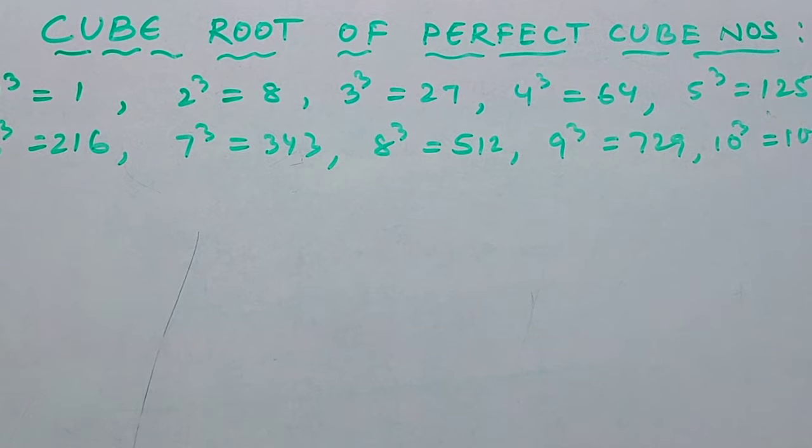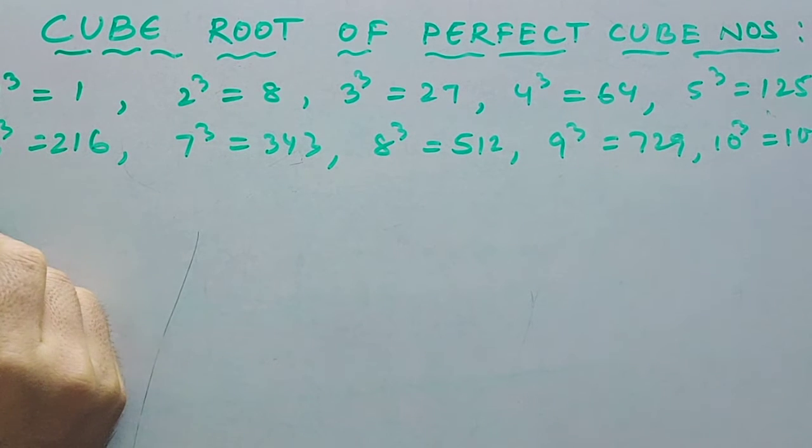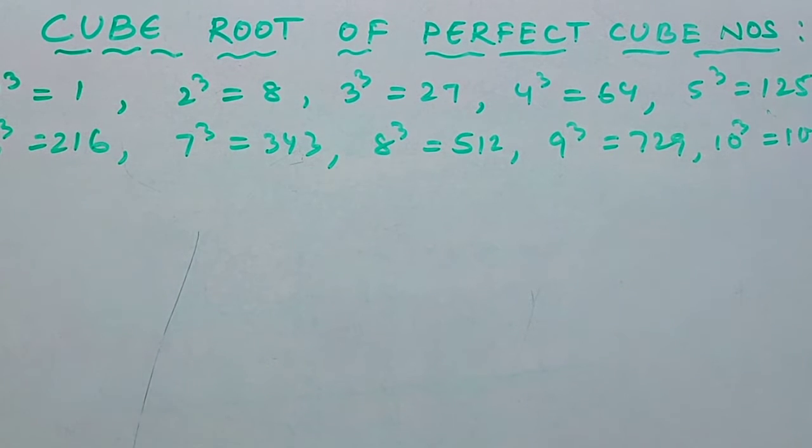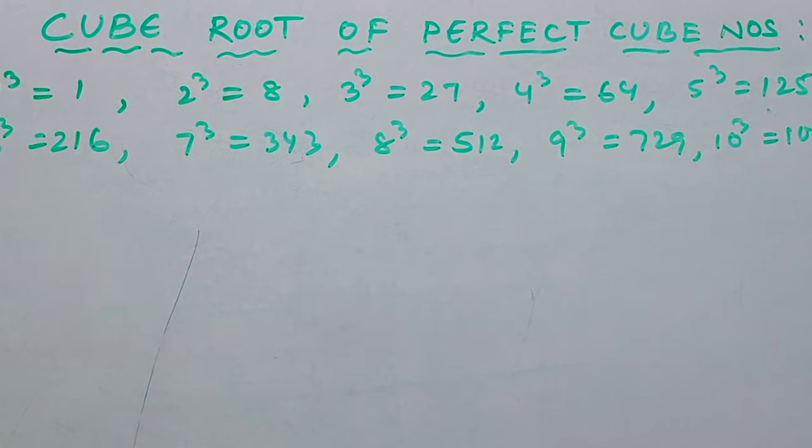So let us start here now. How to find the cube root of any perfect cube numbers. This is especially only for the perfect cube numbers. If the number is a perfect cube, we can find the cube root of that particular number within 2 to 3 seconds.